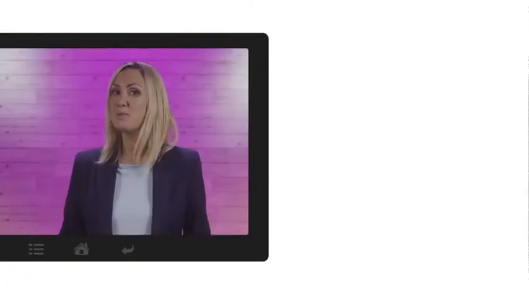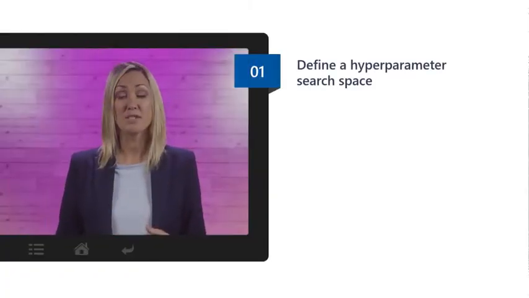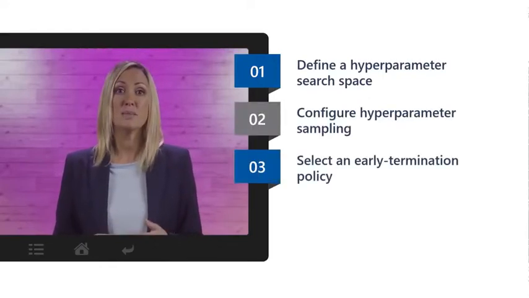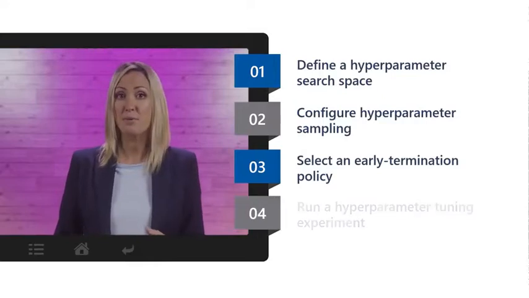In this lesson, you've learned how to tune hyperparameters with Azure Machine Learning, or more specifically, define a hyperparameter search space, configure hyperparameter sampling, select an early termination policy, and run a hyperparameter tuning experiment.